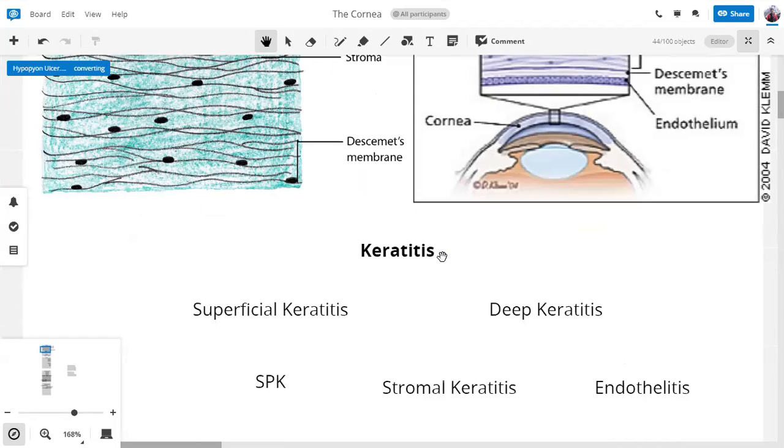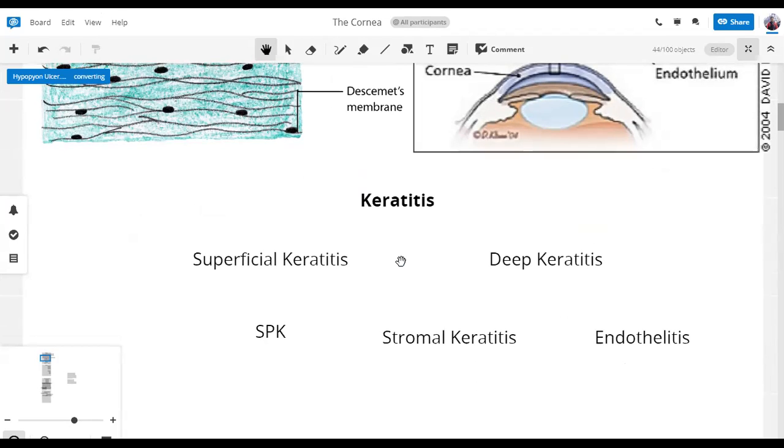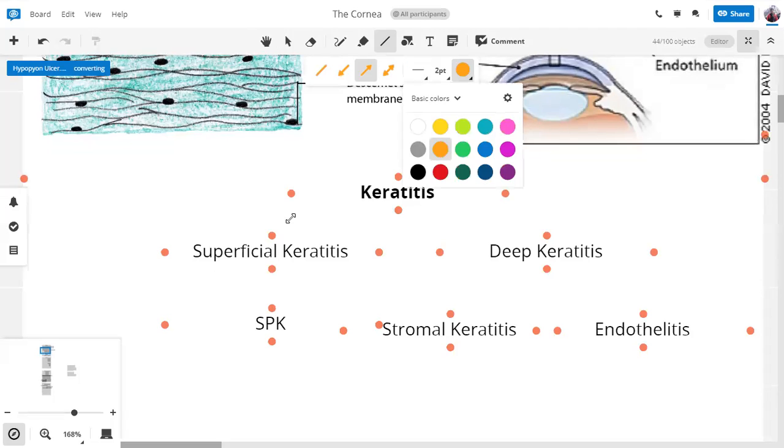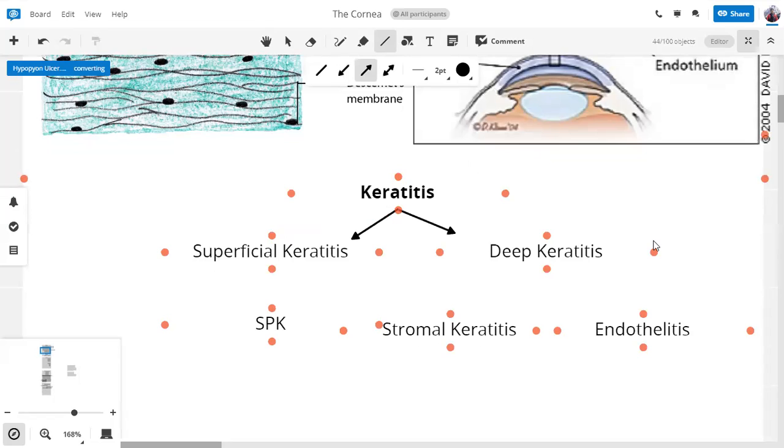Keratitis is inflammation of the cornea, straightforward, but it gets really confusing when we have different terms like stromal keratitis, superficial keratitis, deep keratitis, endothelitis, etc. So, we have discussed that. If there's an inflammation of the cornea, it can either be a superficial inflammation or a deep inflammation. And how do we tell whether it's superficial or deep? We actually see which of the layers of the cornea are involved.